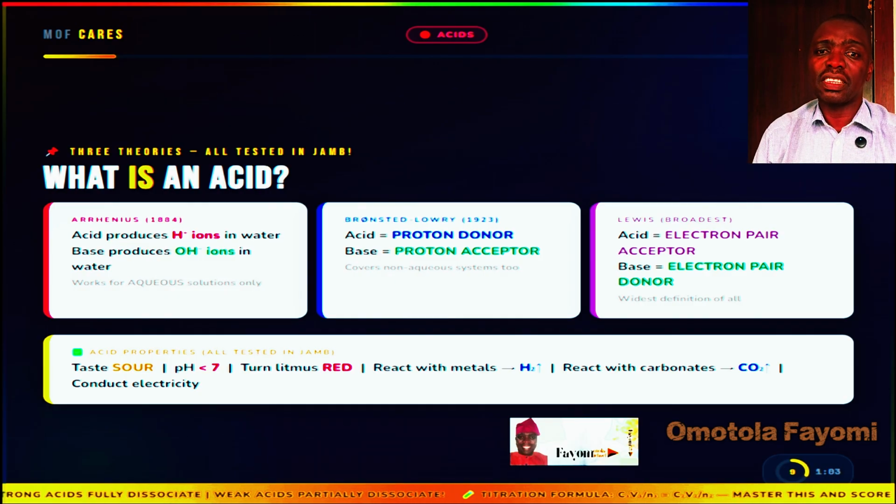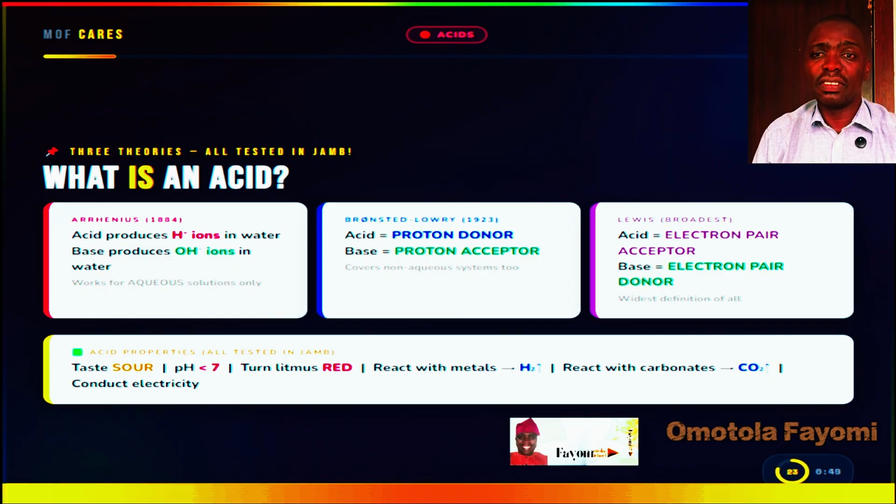This works perfectly for aqueous solutions. HCl in water gives H+ and Cl-. Sodium hydroxide in water gives Na+ and OH-. Clean and simple. Bronsted-Lowry definition: an acid is a proton donor and a base is a proton acceptor.